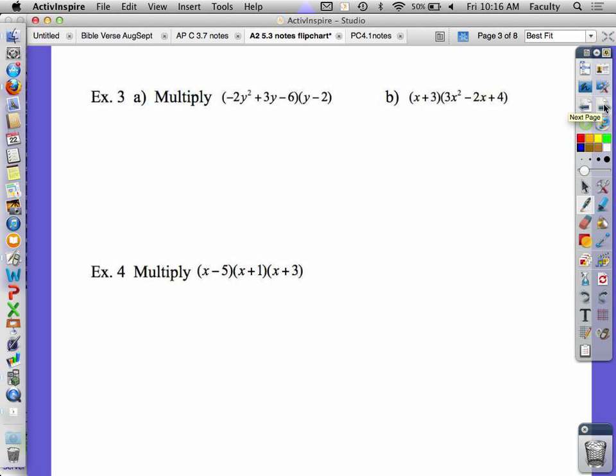All right, in example 3, now we're going to move to multiplying. And I'm going to be taking a trinomial times a binomial. And how you do this is you use what's referred to as the extended distributive property. You take everything in the first parenthesis times y, so that's negative 2y cubed plus 3y squared minus 6y. Then I take everything in the trinomial times a minus 2. So that becomes a plus 4y squared minus 6y plus 12.